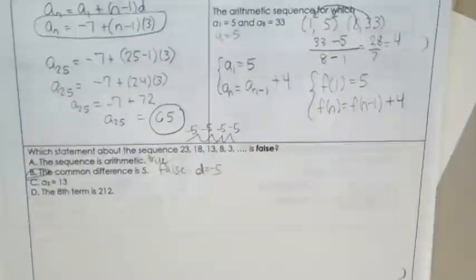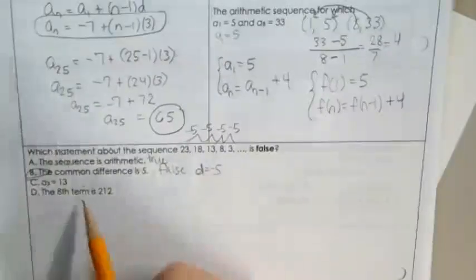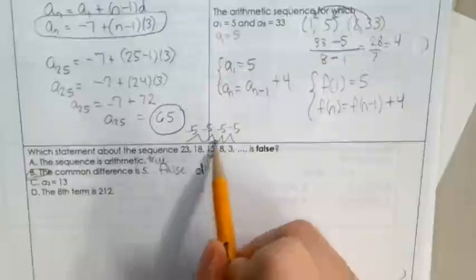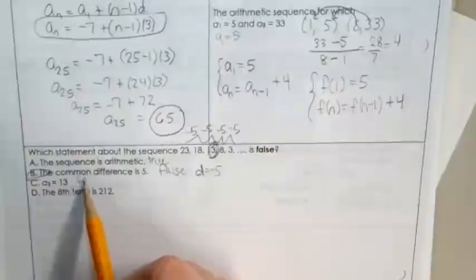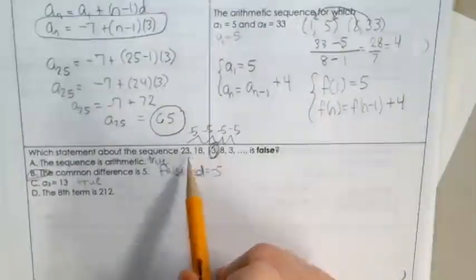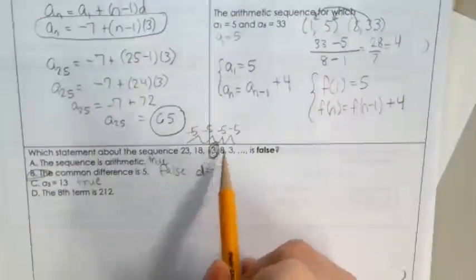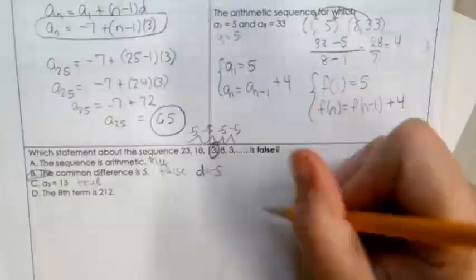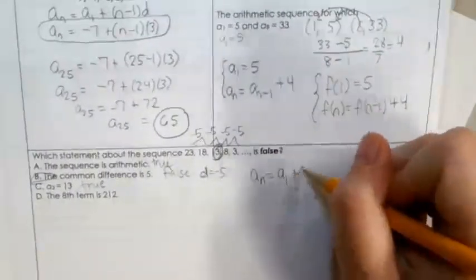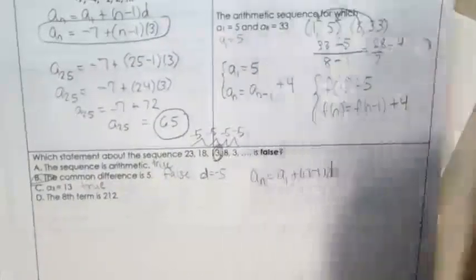And I told you that there's more than one false one, so we're going to keep going. This one wants the third term. So 1, 2, 3, right there is 13. So yep, that's true. This one wants to know what the 8th term is. Well, they only gave us 1, 2, 3, 4, 5, so we're going to have to calculate it. So let's use the formula. A sub n is a sub 1 plus n minus 1 times d.